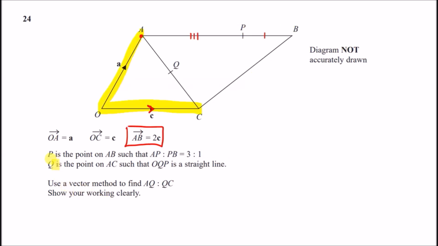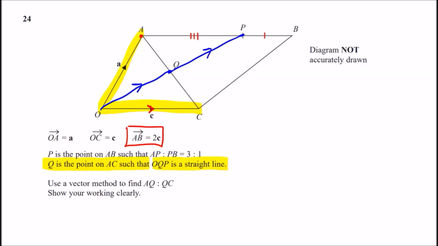It tells us that Q is the point on AC such that this line, OQP, is a straight line. So OQP is basically this here. O to Q, Q to P. Now, how do you know something's a straight line? It's only a straight line in terms of vectors if they're both moving in the same direction. So this is kind of what we need to get here.